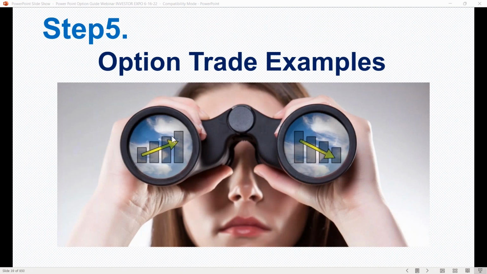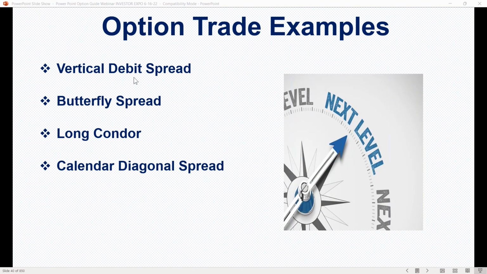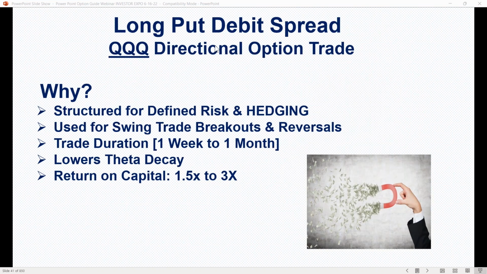So let's take a look at a couple of examples to clarify these structures. We're going to look at a vertical debit spread, butterfly, the condor, and calendar diagonal. These are trade setups that we did in our alert service that sends out these trades when I see a good setup. So these are alert trades that were sent out to give you an idea.